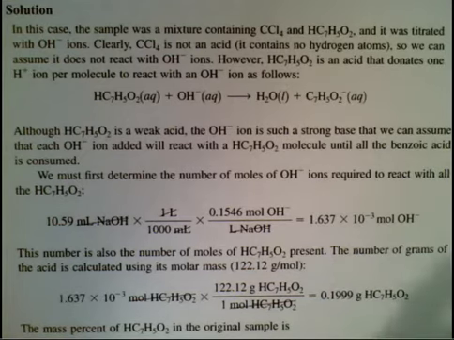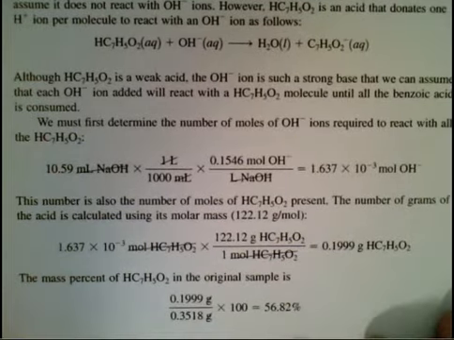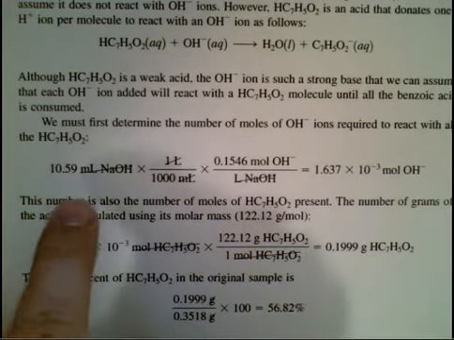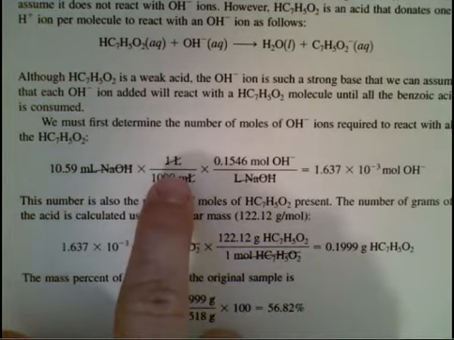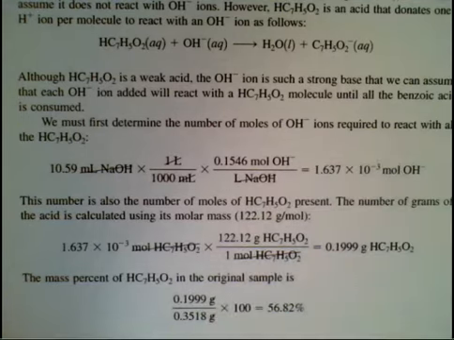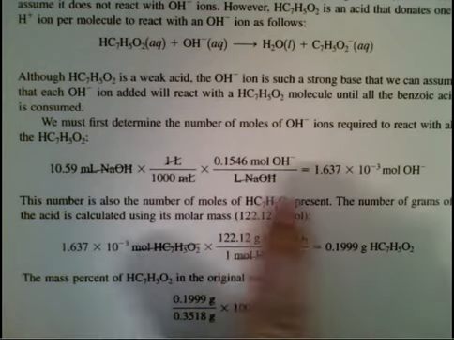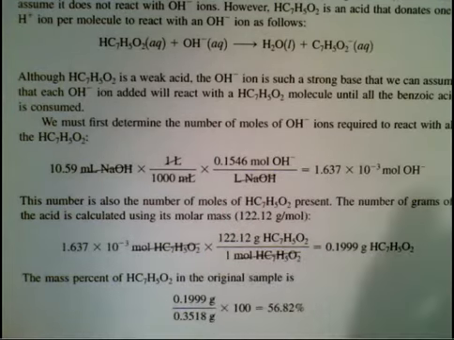We must first determine the number of moles of OH minus ions required to react with all the benzoic acid. And so we take the volume of the sodium hydroxide. Again, it's given to us in milliliters, so we need to convert that into liters, right? Because any molarity calculation is going to be done in terms of liters. So once we're in liters, we can use our normal molarity calculation to generate moles of OH minus 1. And we get 1.637 times 10 to the negative 3 moles of OH minus 1.